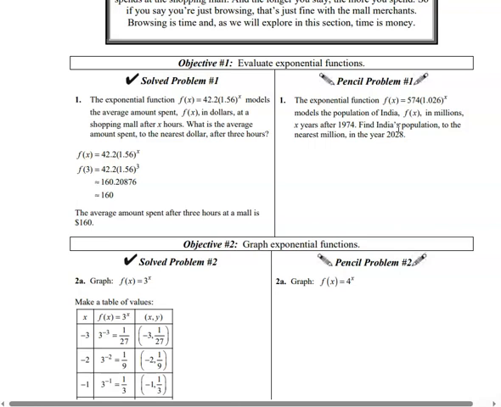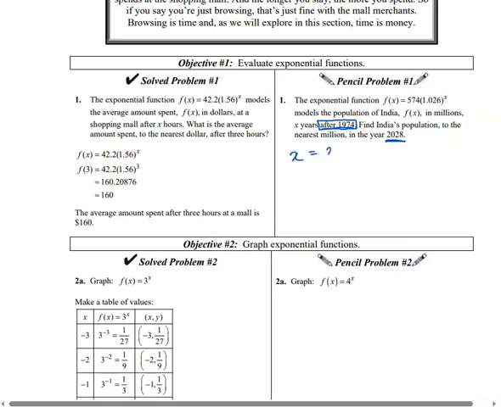It says the exponential function f of x equals 574 times the quantity 1.026 to the x power models the population of India in millions after 1974. And so there are a few things to look at here. We're looking at how much x should be whenever we talk about a given year. So in the year 2028, we're comparing against the year 1974. So if we want to know what x should be in this case, we need to tell how many years after 1974 the year 2028 is.